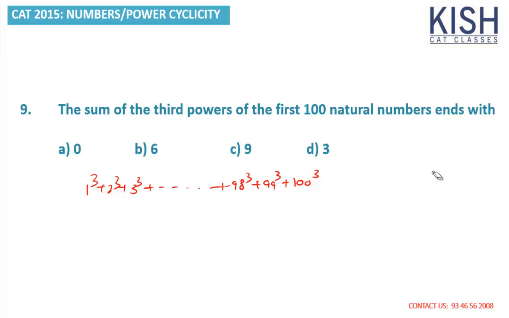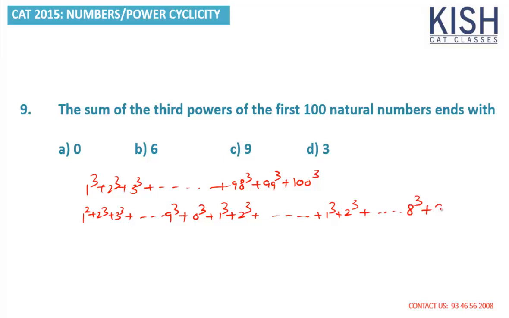So that's why, let's apply it. 1 cube plus 2 cube plus 3 cube and so on up to 100 cube. This is nothing but 1 cube plus 2 cube plus 3 cube and up to 9 cube. For 10 cube, we'll write it as 0 cube. For 11 cube, we'll write it as 1 cube. 12 cube, we'll write it as 2 cube, and so on up to 91 cube, we'll write it as 1 cube. 92 cube, we'll write it as 2 cube. 98 cube, we'll write it as 8 cube, plus 99 cube is 9 cube. 100 cube is 0 cube.